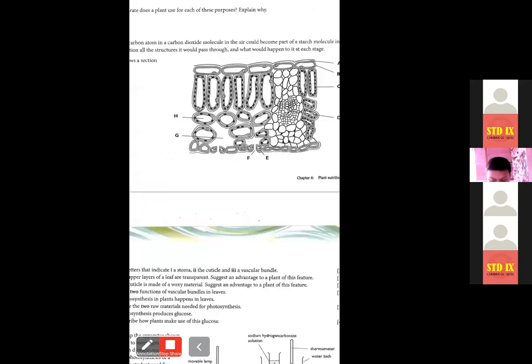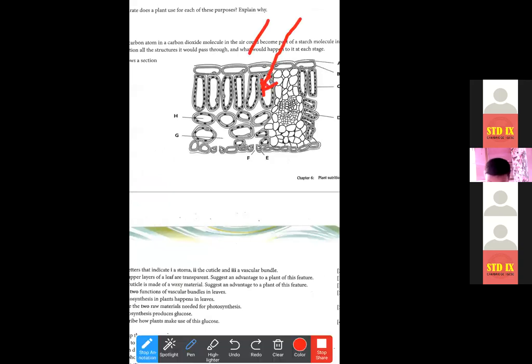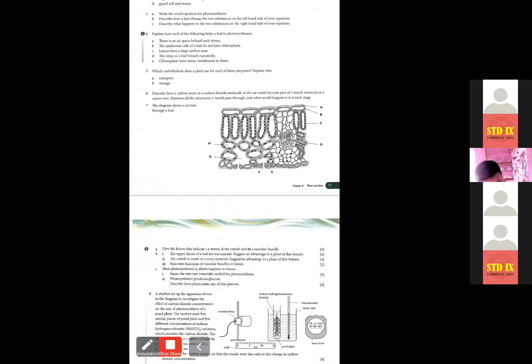Now the cuticle is made of a waxy material. Suggest an advantage to a plant of this feature. It stops the water from evaporating, so it prevents over transpiration. You can write this one: stop water to evaporate, stop over transpiration.